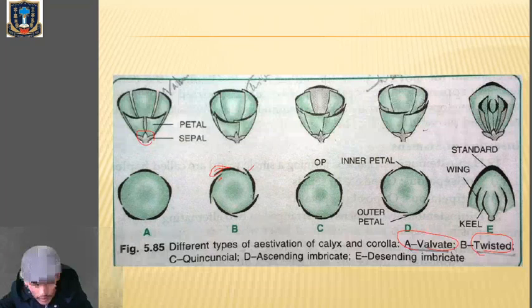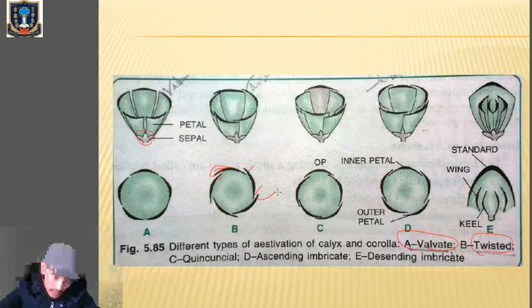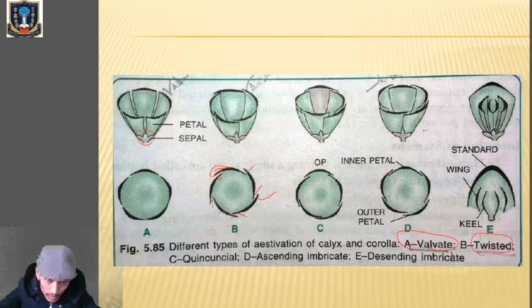Again this particular margin is being covered by the margin of another petal. So in this way we are seeing some degree of overlapping, where the margin of one petal will cover the margin of the adjacent petal, and the other margin is covered by the margin of adjacent petals. So here again this particular margin of petal is being covered by these particular petals. Again the margin of the same petal is being covered by the margin of the adjacent petal. So this is called twisted estivation.